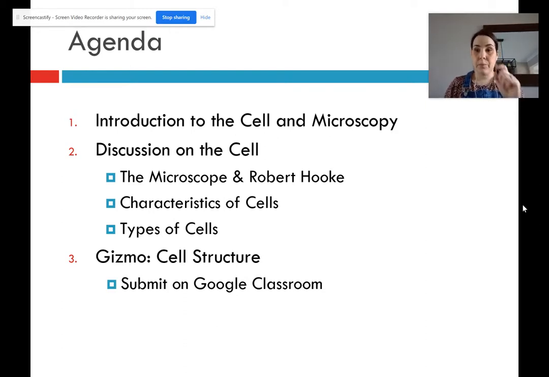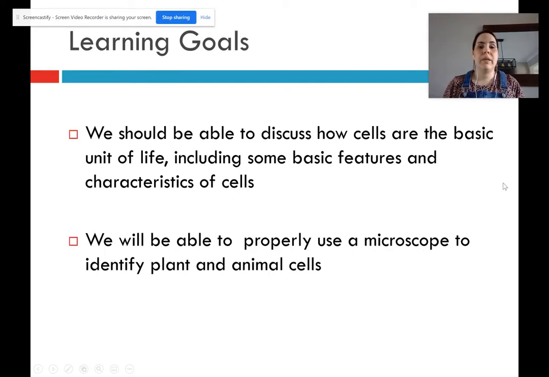You'll be looking at different parts of the cell, which should be a little bit of review from grade 7 or 8 science that you did back in elementary school. You'll be completing the gizmo and submitting that worksheet to me on Classroom. So by the end of the class today, what we should be able to do is discuss how cells are the basic unit of life, including some basic features and characteristics of cells, and also be able to properly use a microscope and identify plant and animal cells.